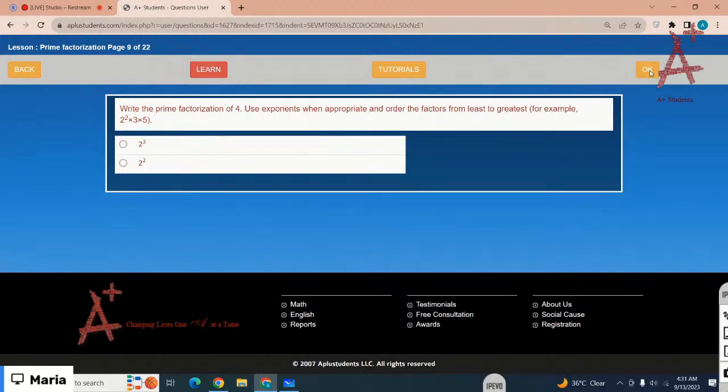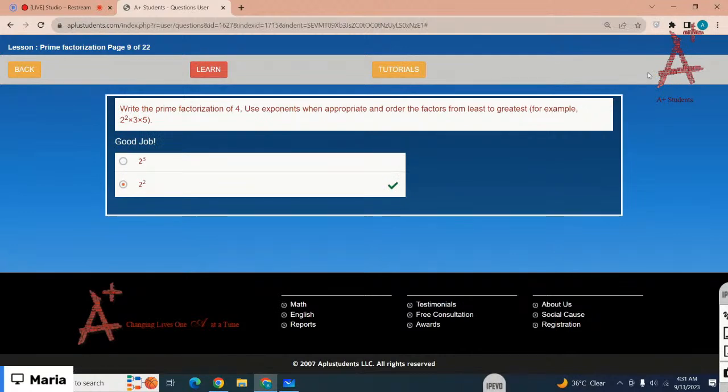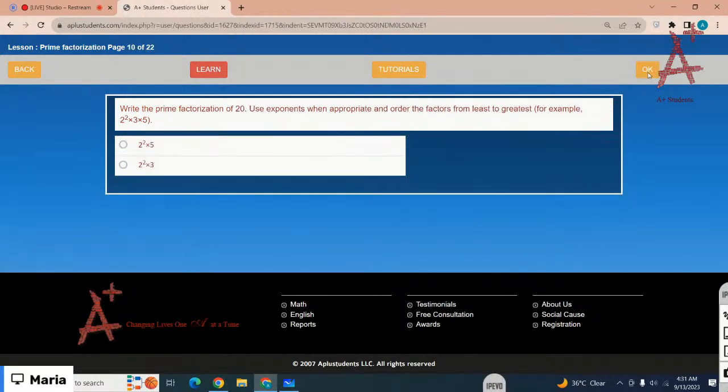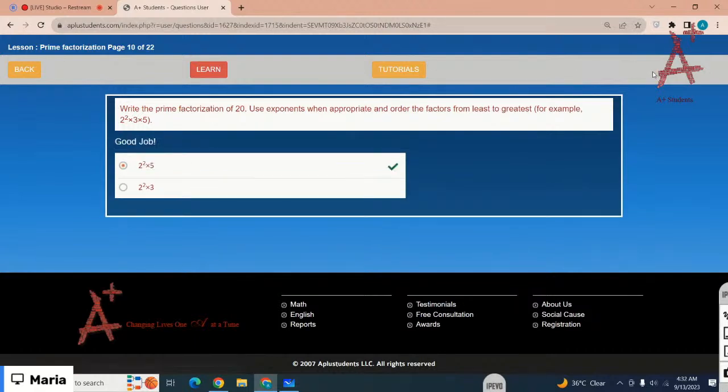Write the prime factorization of 4, which is the correct option. Yes, that would be the second option. Very good. Write the prime factorization of 20. Yes, very good. That is option number 1, the correct option, right? The prime factors of 20 are 2 times 2 times 5.